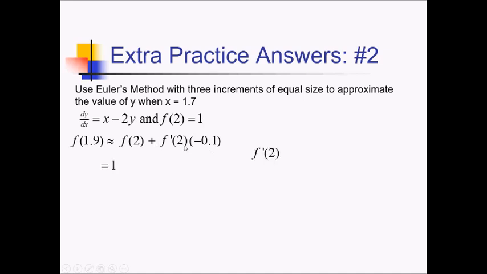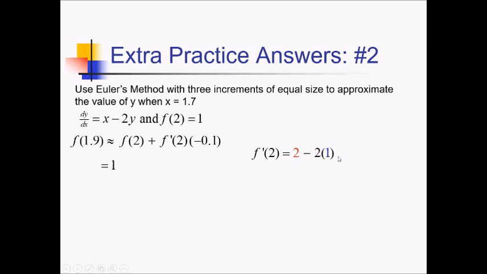But now for f prime of 2, we're going to have to do a little more work for that one. So when I'm plugging in the x value 2, I have to keep in mind I'm also plugging in the y value 1, which is important because this differential equation requires both x and y values. So I have the x value 2 minus 2 times the y value 1.